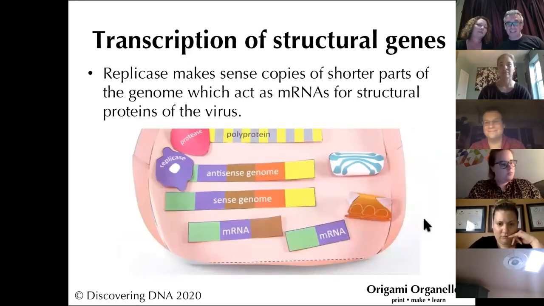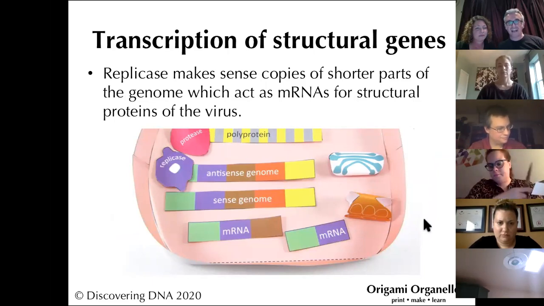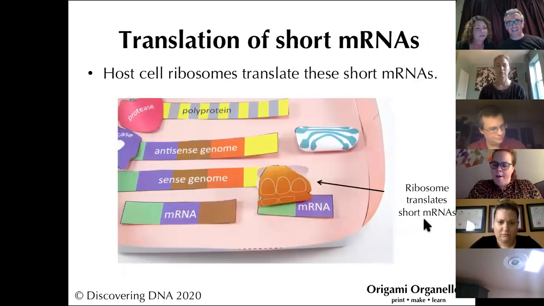And then the next stage is replicase makes shorter transcripts of the genome, which are messenger RNAs. These are for the structural proteins of the virus, so this is the spike protein and the other proteins that it uses to carry out its life cycle. These are translated again by host cell ribosomes. As with all viruses, it's parasitic. It doesn't have its own ribosome, so it uses the ribosomes of the host cell.